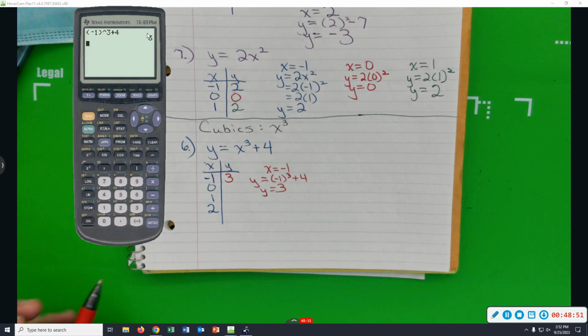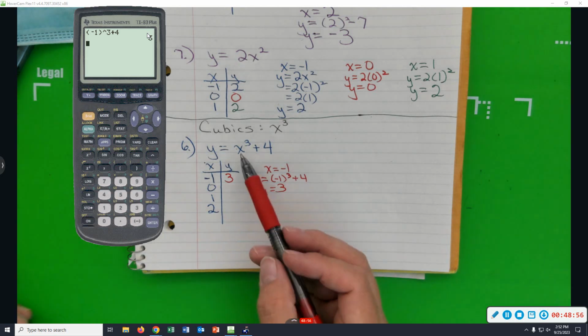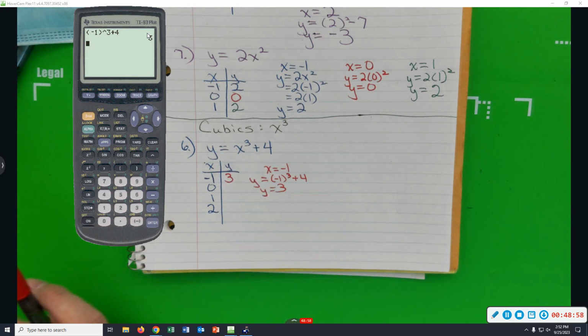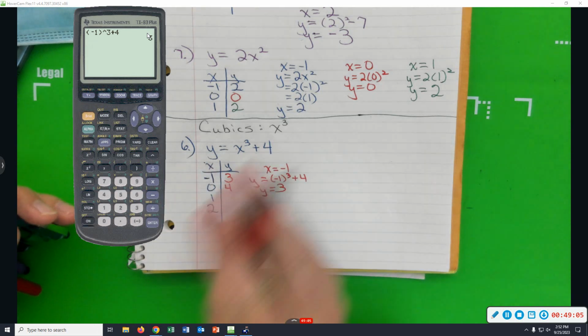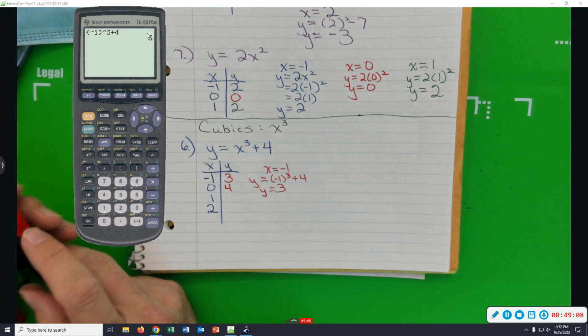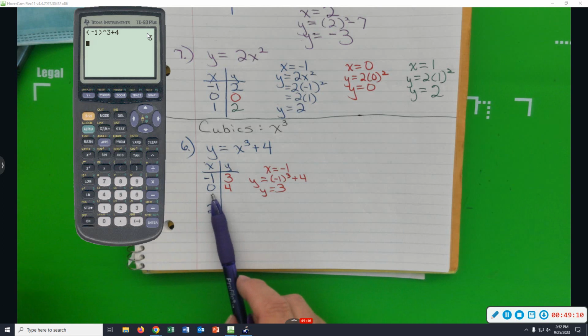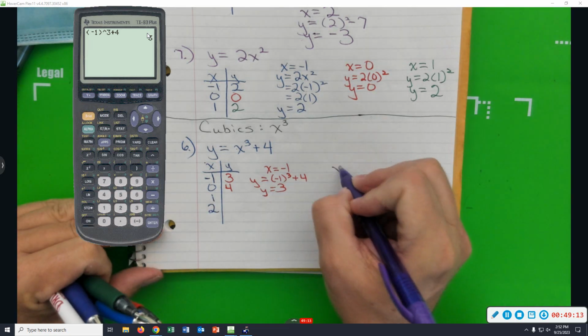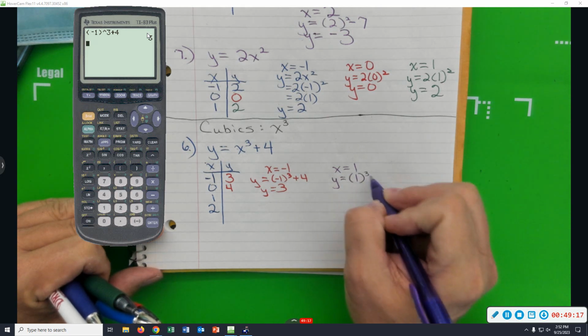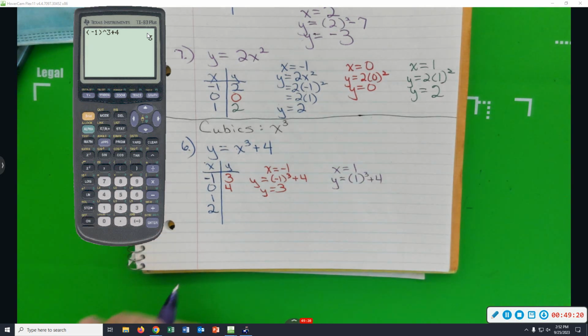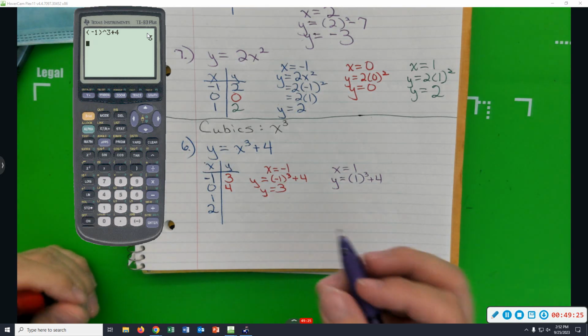What about when we plug in 0? Plug in 0, that's pretty easy. 0 to any power, plus 4 is 4, okay. I should say 0 to any power other than 0. 0 to the 0 is meaningless. Now let's plug in a +1. We get y equals 1 cubed plus 4. What's 1 times 1 times 1? 1 plus 4 gives me a y value of 5.